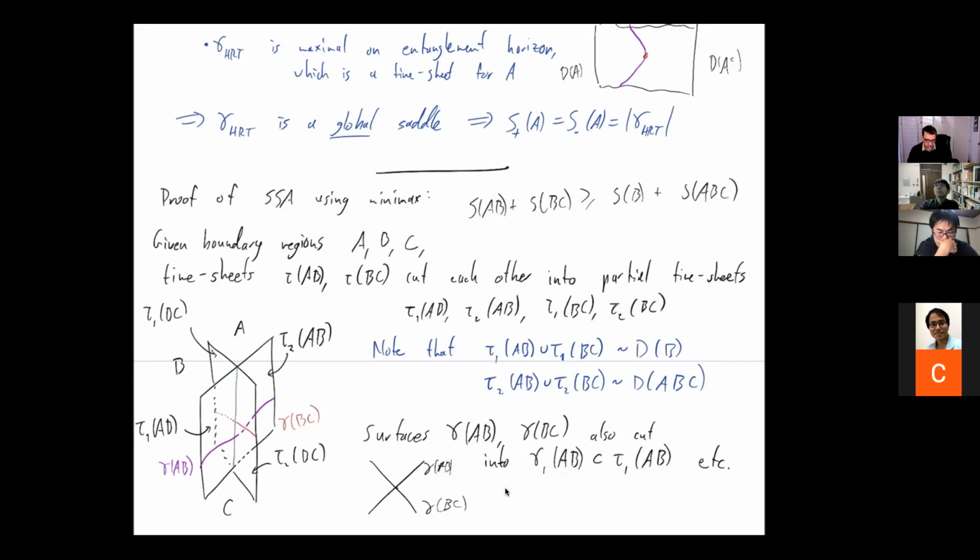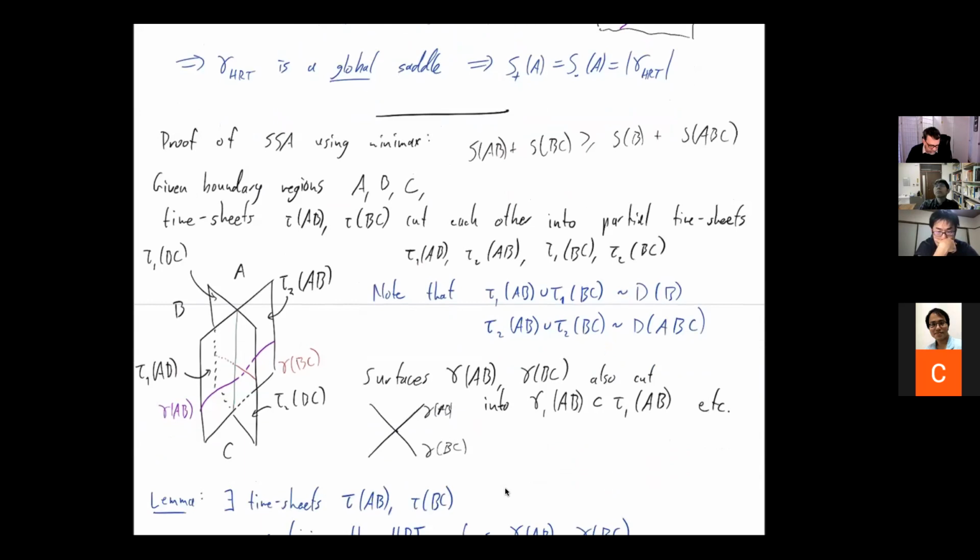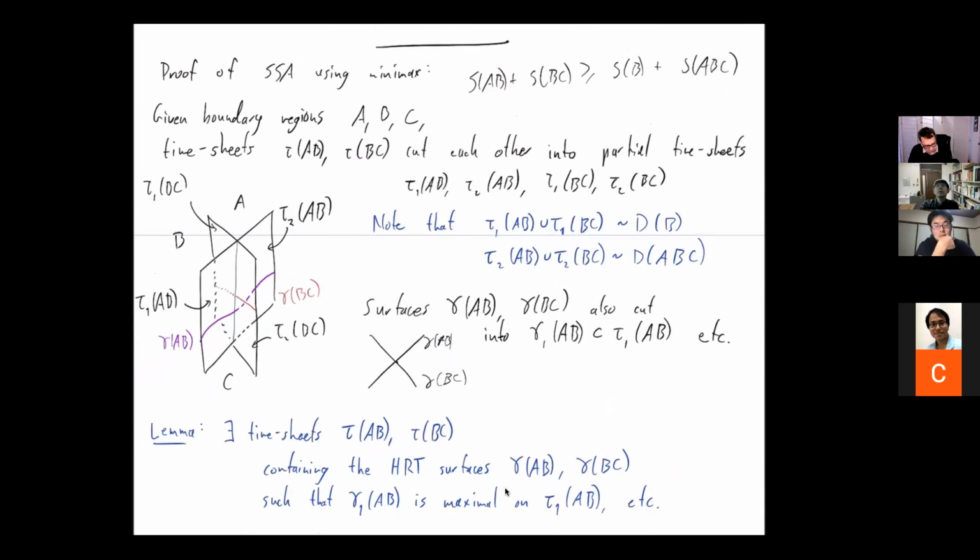But now there's a lemma, which says, so the important thing here is that the HRT surfaces are fixed, but the timesheets are not unique. So there's actually a choice of timesheet that contains the HRT surface. Just like in Maximin, there's freedom in choosing the Cauchy slice given the HRT surface. So there's freedom in choosing these timesheets. And one can show, so I should say, first of all, to some extent, this is work in progress. We haven't crossed all the T's and dotted all the I's, but I would say I'm 95% confident that this is all going to work out.